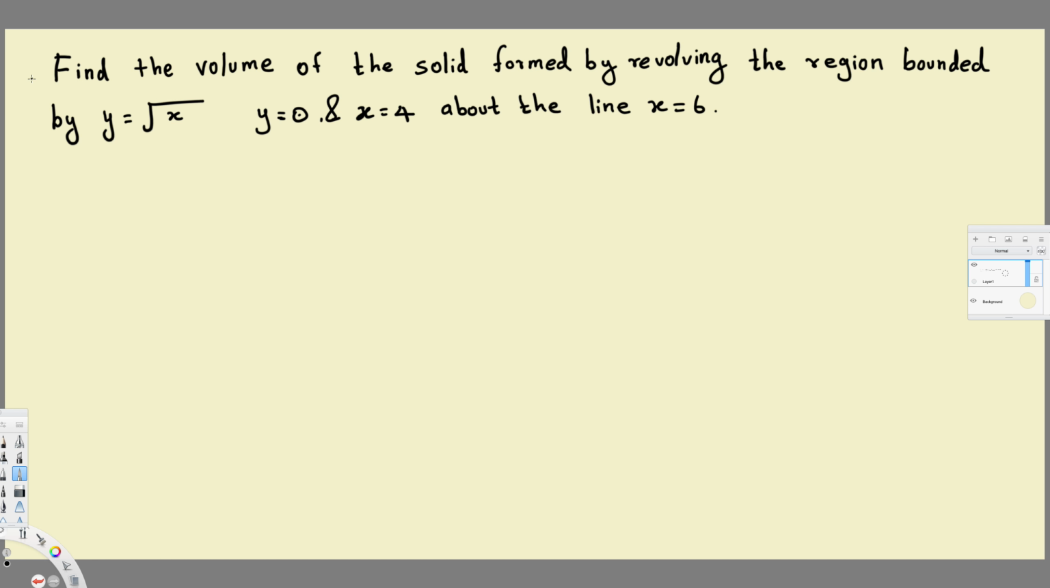Guys, let's see how we can do this problem right here. The question is asking: find the volume of the solid formed by revolving the region bounded by y equals root x, y equals 0, and x equals 4 about the line x equals 6. Let's see how we can do this.